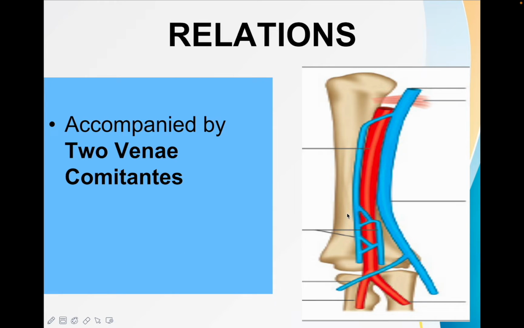If we talk about the relations of the brachial artery, throughout its course in the arm it is accompanied by two venae comitantes. Two veins accompany the brachial artery, especially in the arm region.